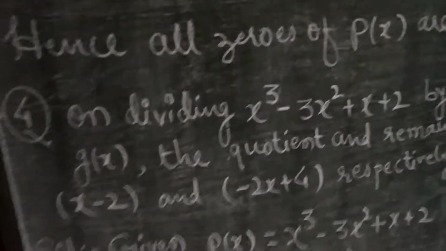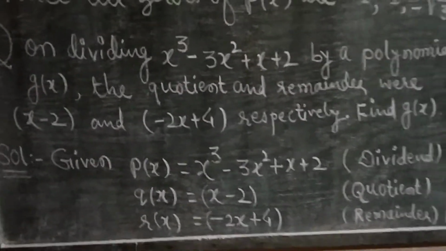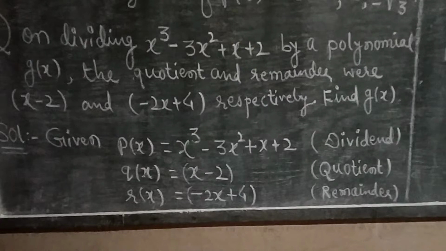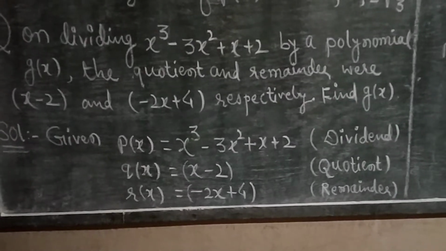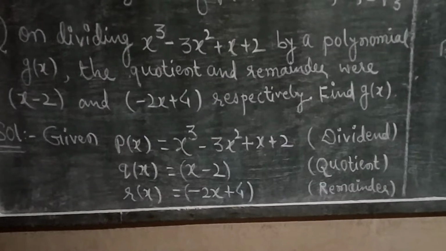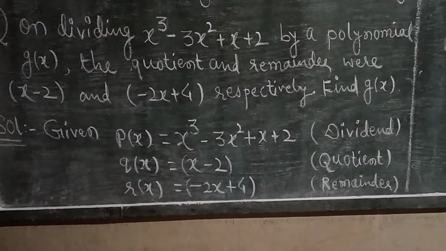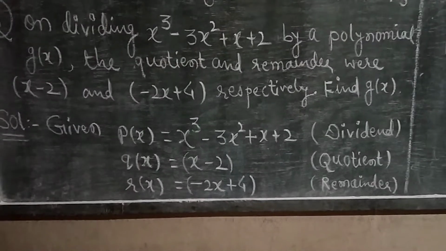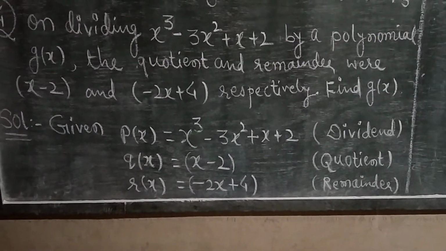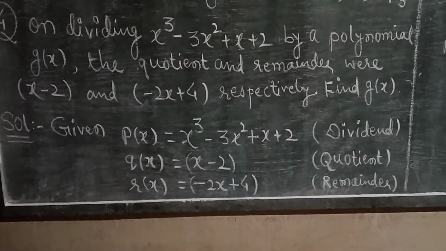Now we will take another question. On dividing x cube minus 3x square plus x plus 2 by a polynomial g(x), the quotient and remainder were x minus 2 and minus 2x plus 4 respectively. Find g(x). So in this question we are to find the divisor.